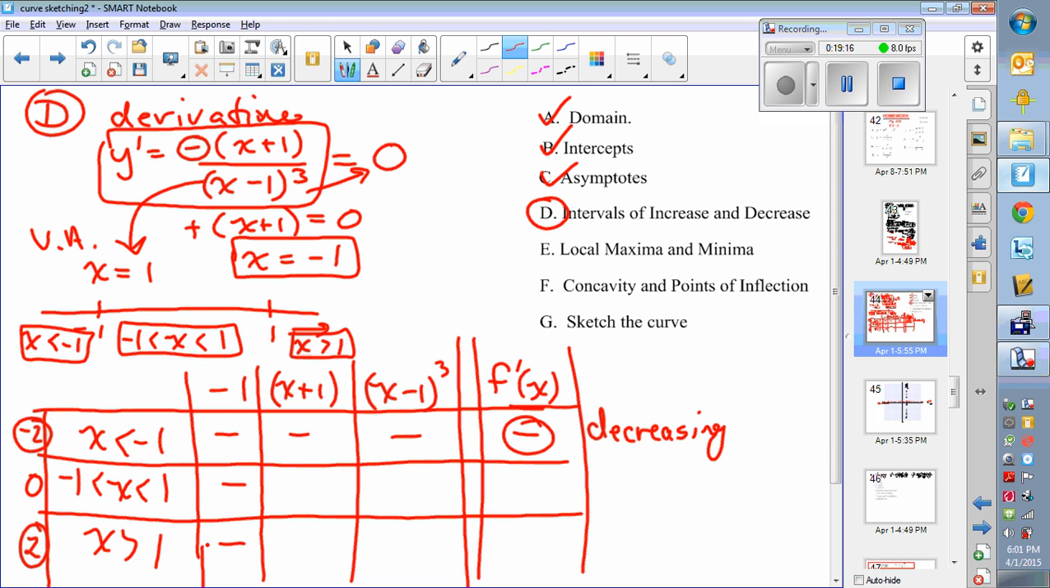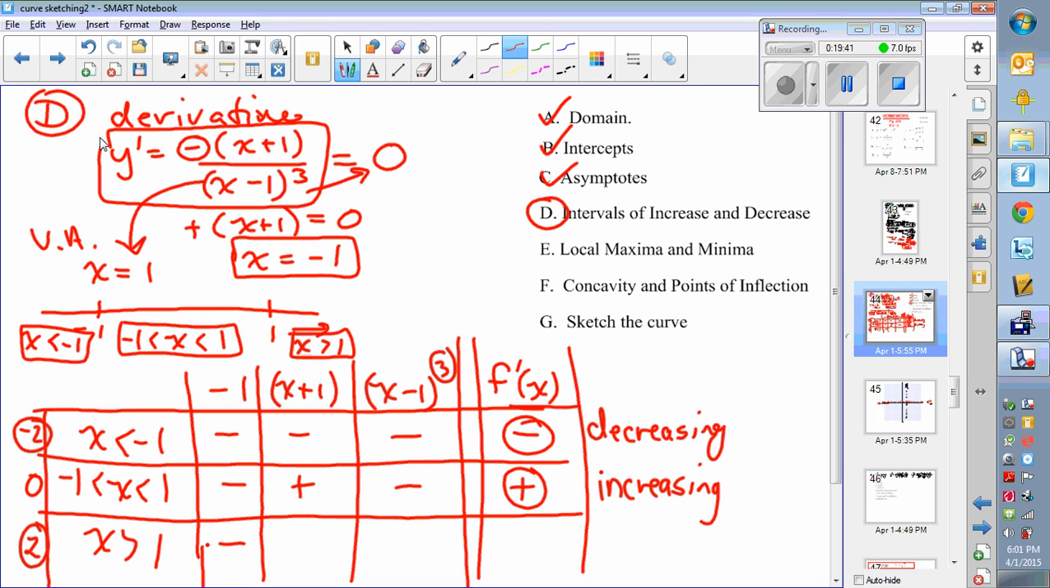Okay, now we choose our number 0. 0 into x plus 1 is a positive. 0 into x minus 1 cubed is a negative. Squared it would have been positive, but cubed it's negative. 2 negatives make a positive. This function is increasing on that interval. So it increases from negative 1 to 1.